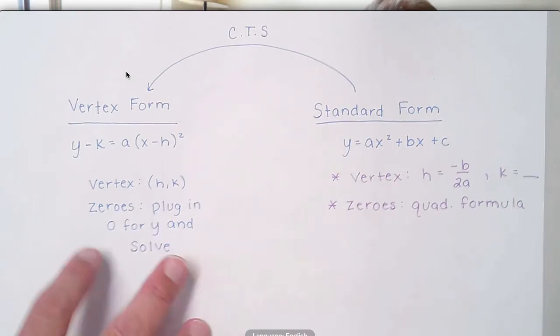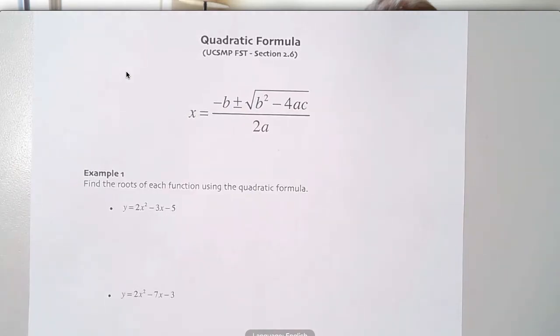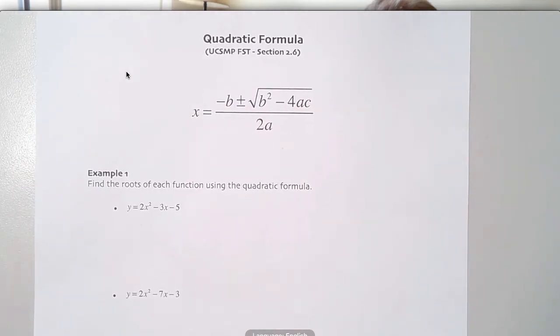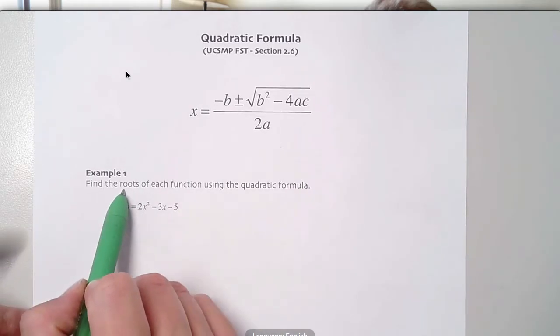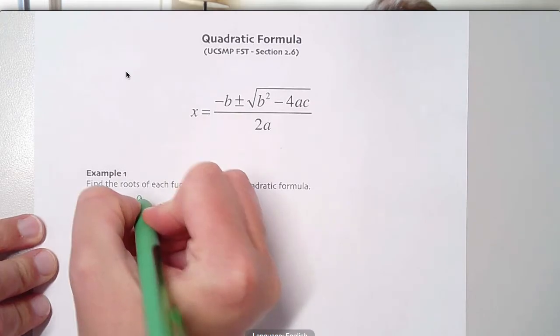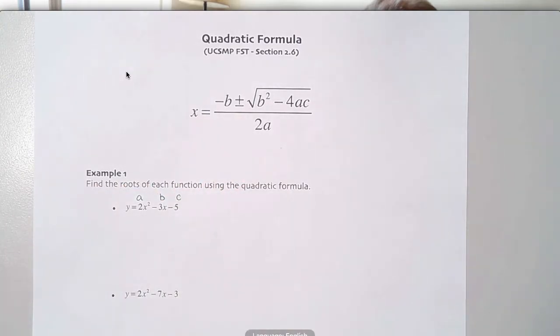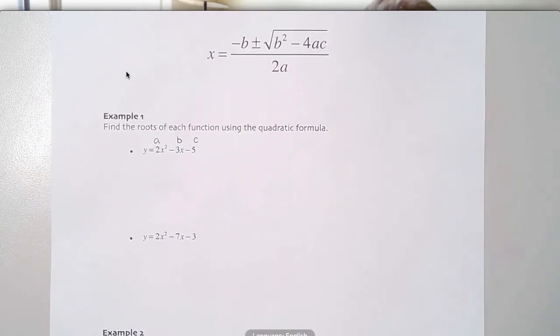Okay, so let's go back to that quadratic formula, and hopefully this looks at least a little bit familiar to you from last year. You did cover this last year. And again, the quadratic formula is used to find the roots or the zeros of each function. So I'm in standard form here, which means I have a, b, and c values sitting here for me. And then I should be able to plug those into the quadratic formula. You do need to know the quadratic formula, okay? You do need to have it memorized.